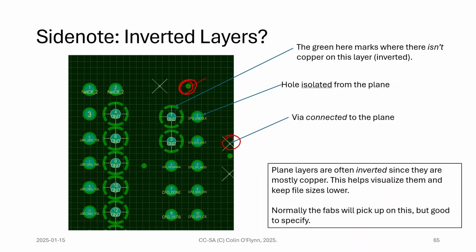It's easier to show an inverted layer. It keeps file sizes lower probably because you just show where you're not having copper, but it helps visualizing. And again, back in the day, it would have been easier to process this as an inverted layer potentially. So that's kind of why we have this note in here. Most of the time they'll pick this up. It's pretty obvious, but I always like to specify if a layer is inverted or not, just to make sure there's no issues.